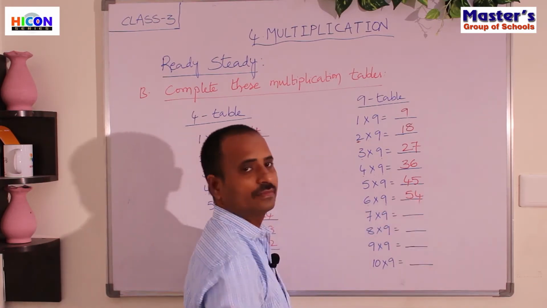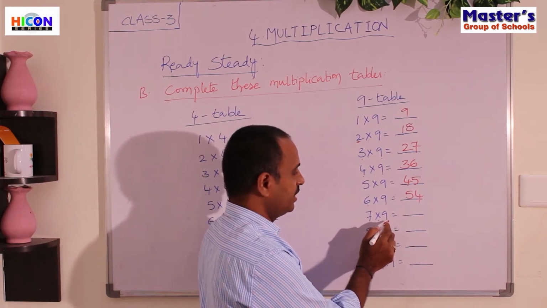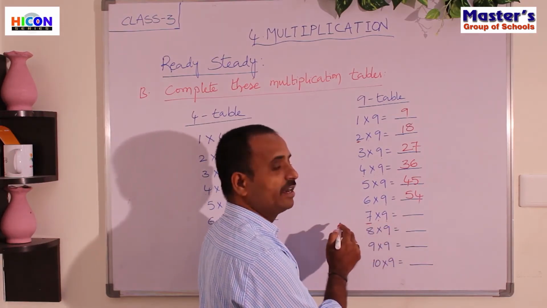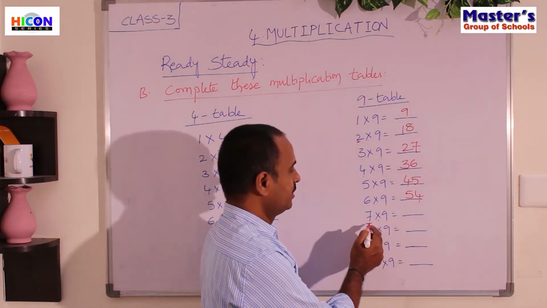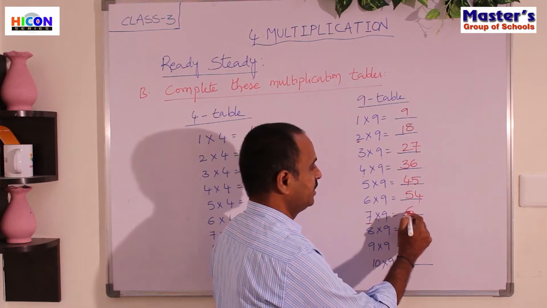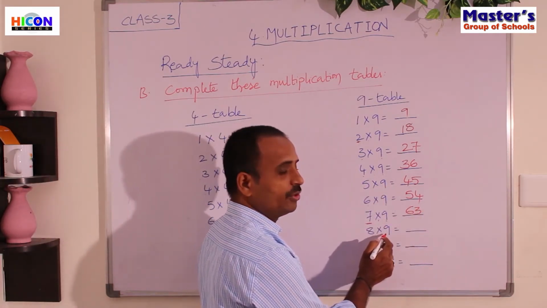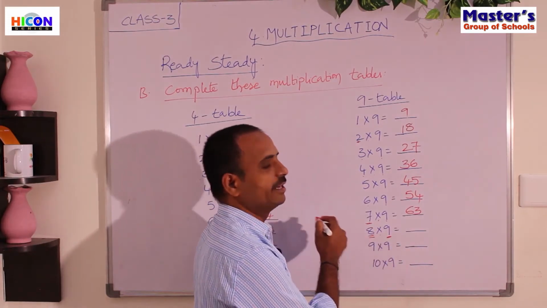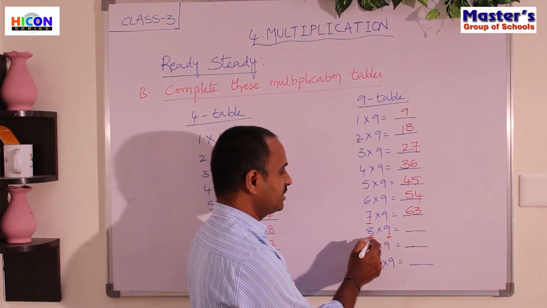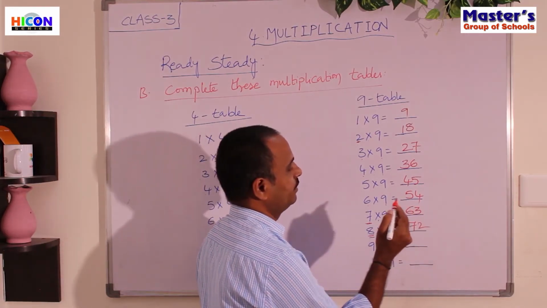54. See the next one, 7 into 9. Here the number 9 is added 7 times and it can be written as 7 into 9. 7 nines are 63. So children, see the next one, 8 into 9. The number 9 is added 8 times. So it can be written as 8 into 9. So 8 nines are 72.